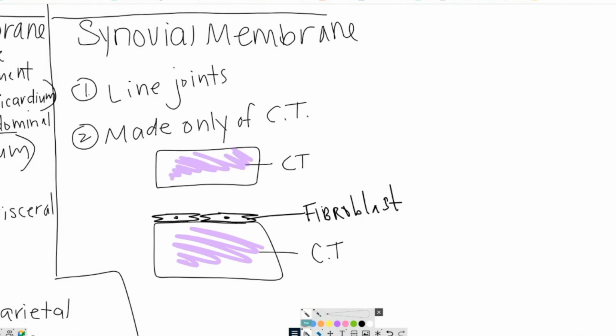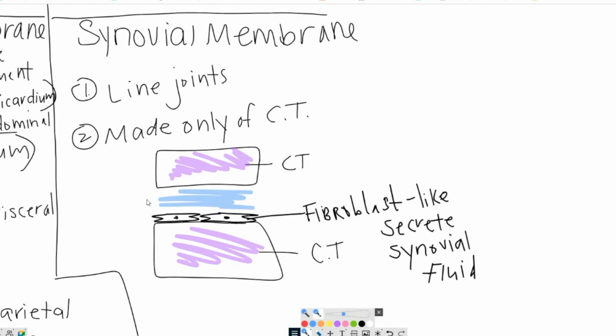So we have cells that are on top of this connective tissue layer, and they are fibroblast-like cells. They're similar to fibroblasts. They look very similar to fibroblasts. And their job is to secrete a special type of fluid. That fluid is called synovial fluid. That fluid is situated in here, in between these two connective tissue layers. So these fibroblast-like cells will produce the synovial fluid in between those two connective tissue layers. And those are the four membranes that we have.